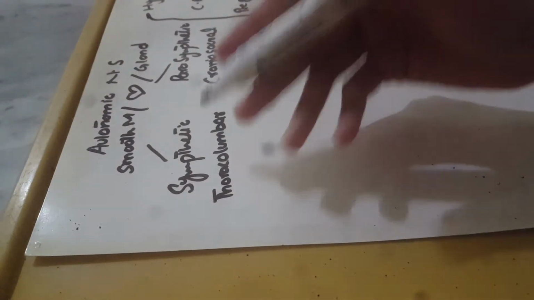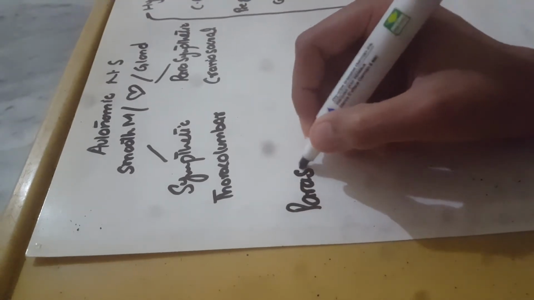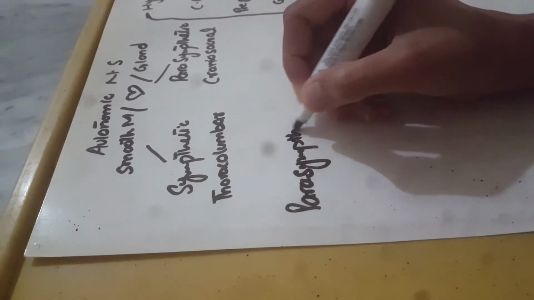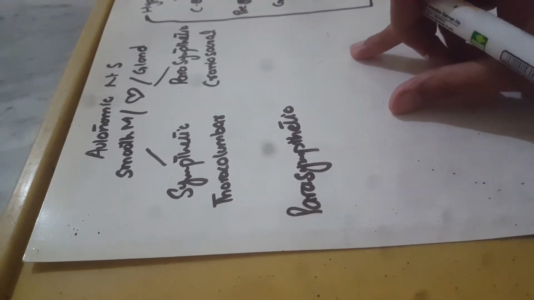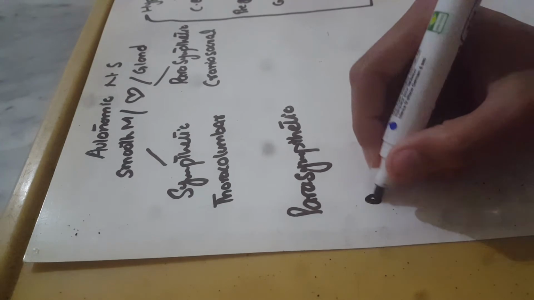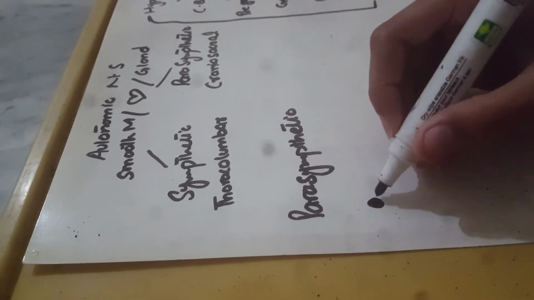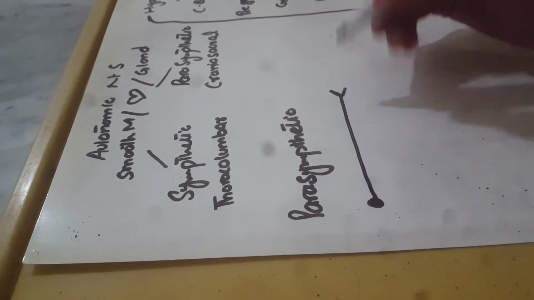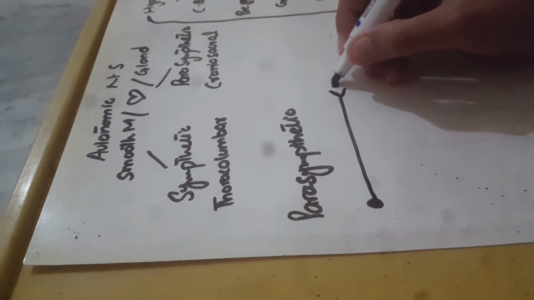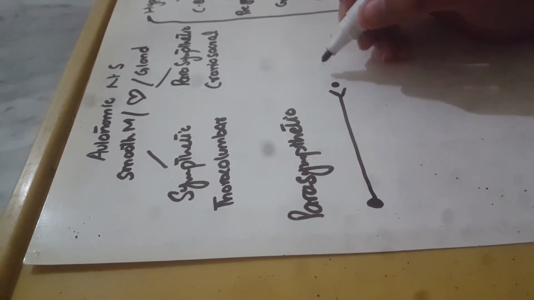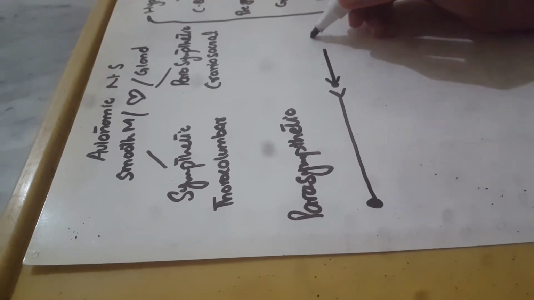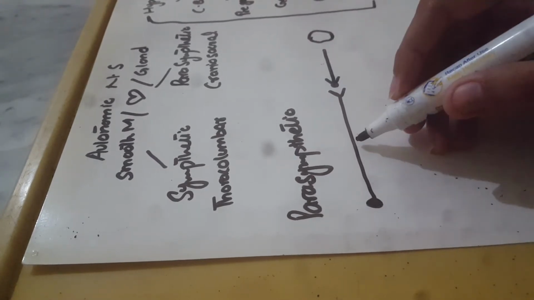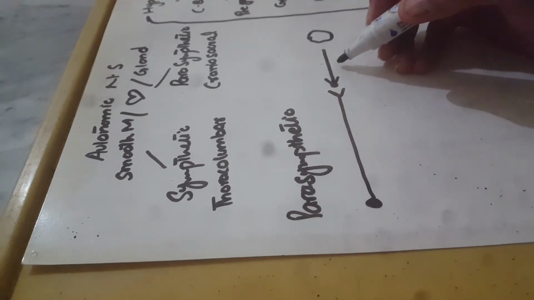Now I'm going to discuss first the parasympathetic. Whenever there is a parasympathetic action in our body, we have preganglionic and postganglionic neurons, right? Preganglionic neurons come from the CNS. Here it synapses to become the postganglionic neuron, to perform action on the effector organ. This is the effector organ. This is the preganglionic neuron of the parasympathetic. This is the postganglionic neuron of the parasympathetic.